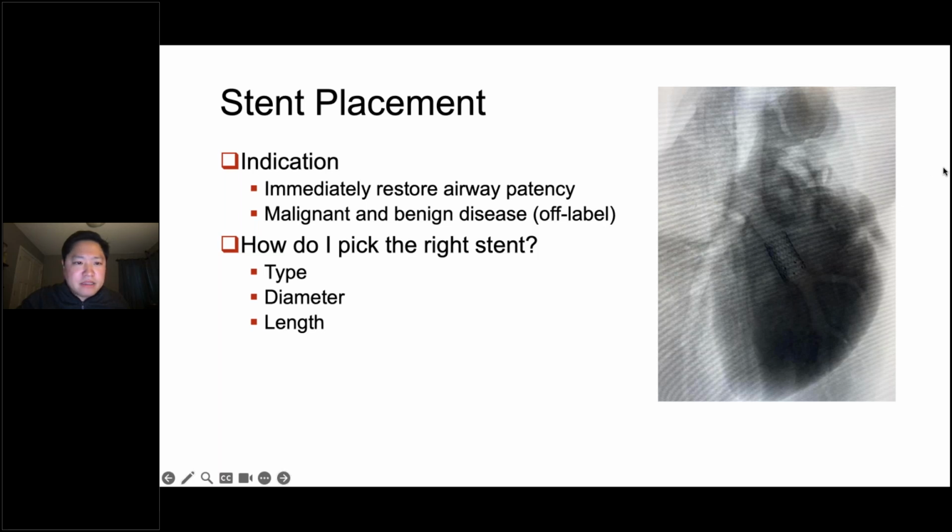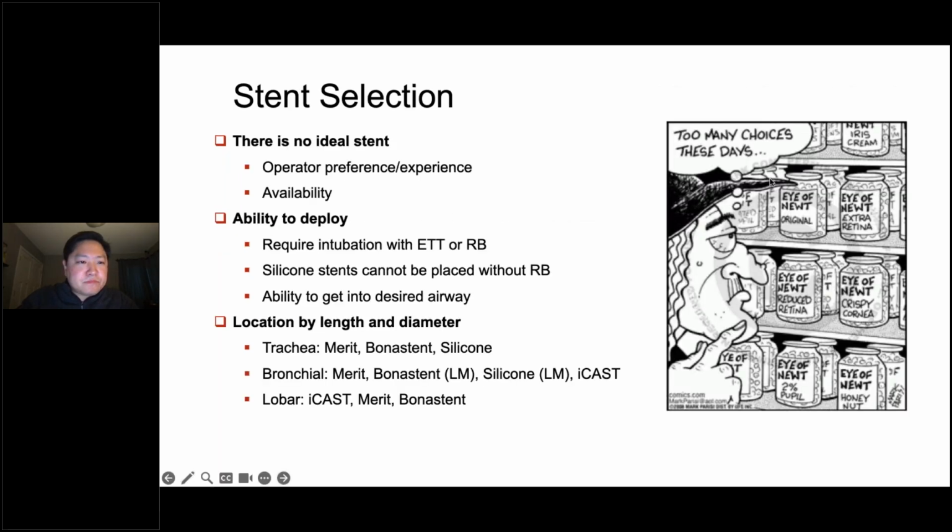Stent placement: the indication is to immediately restore airway patency. It's for malignant disease, so benign disease is off-label but still done. How do I pick the right stent? There are different types of stents, like I said, silicone stents and hybrid stents. You want to know the diameter and length of the stent that you need for the particular application, and that will also affect what type of stent you use.